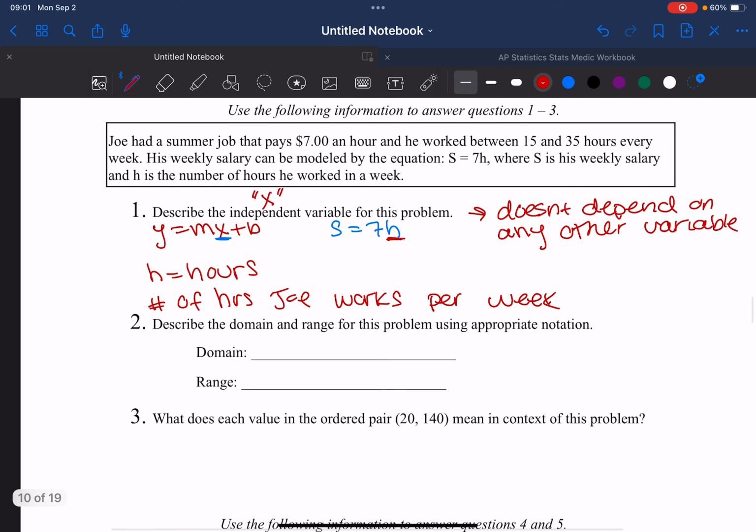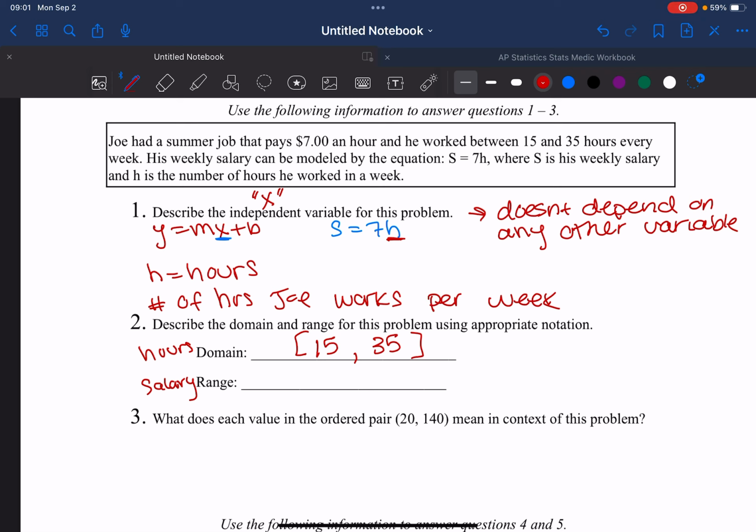Okay. So now we're going to find the domain and range. So again, we said our independent variable is H. Independent means our X value. So our hours is going to be our domain. So this is hours, and then that means our salary is our range. So for domain, for his hours, it says he can work between 15 and 35. So between 15 and 35. And we are going to include those values, because he can work 15 and he can work 35.